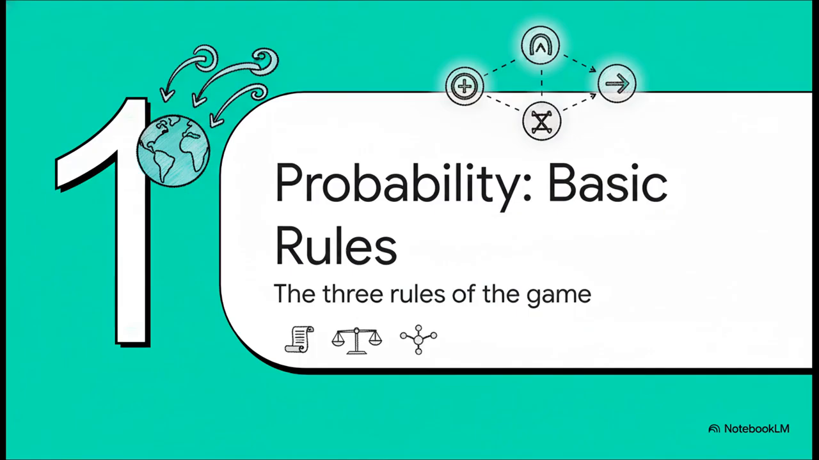All right, let's jump into our first section, probabilities basic rules. We're starting at the very beginning. And you might be surprised to learn that the entire massive field of probability is built on just 3 unbelievably simple, intuitive rules. Let's have a look at what they are.